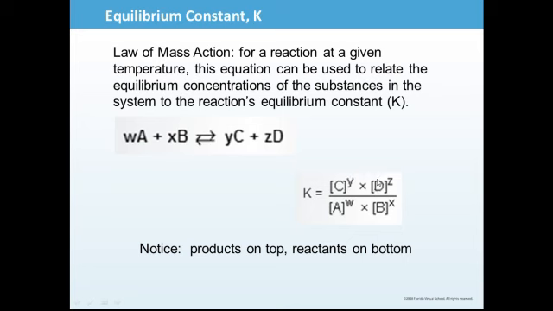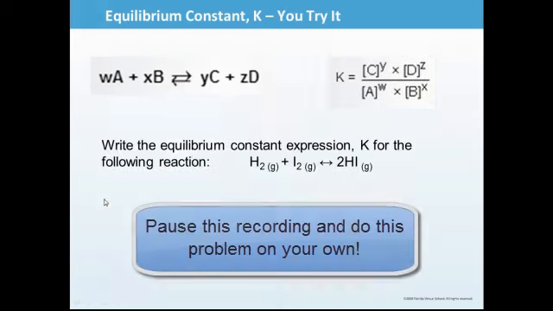And then we're going to multiply that by the concentration of D raised to its coefficient, and then we're going to divide by the product of the concentration of A raised to its superscript and the concentration of B raised to its superscript. Notice that the products are on top and the reactants are on the bottom. You try it now. Write the equilibrium expression K for the following reaction.